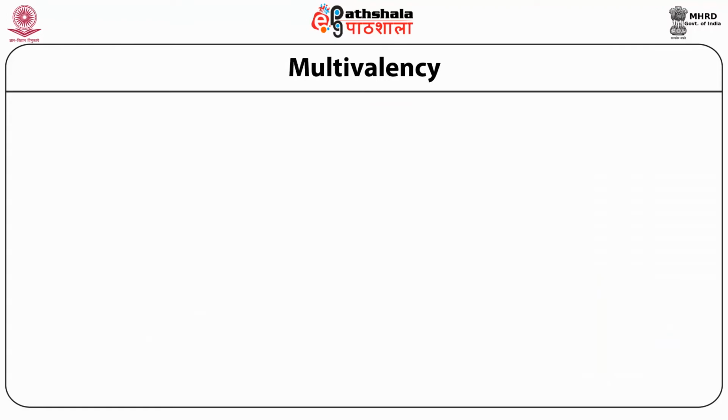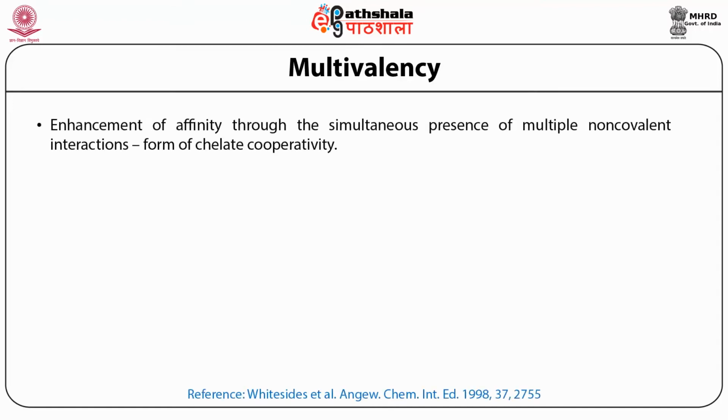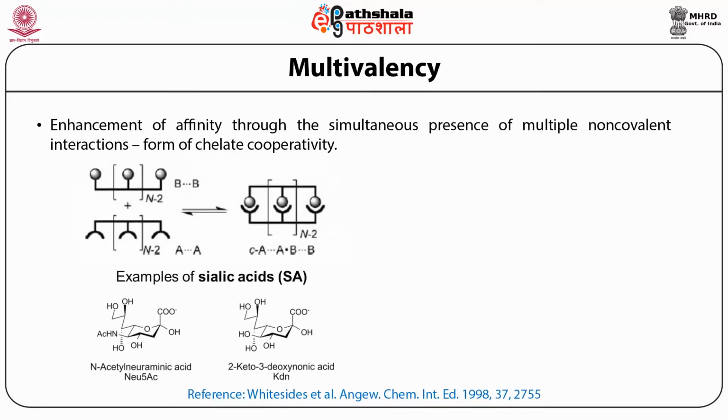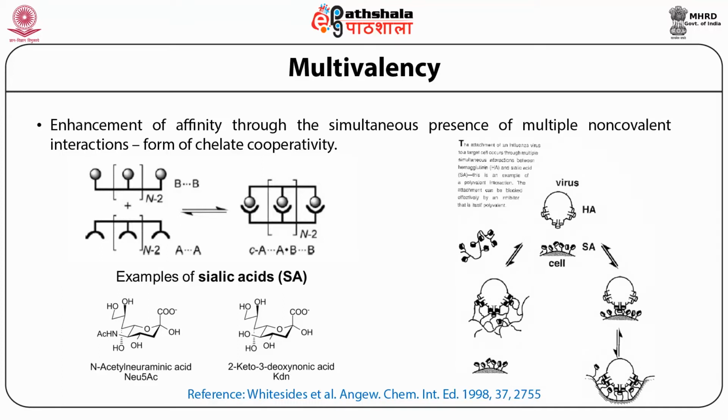One direct consequence of this chelate cooperativity is multivalency, which is nothing but the enhancement of the affinity through the simultaneous presence of multiple non-covalent interactions. In this case, this system has multiple receptors and ligands in the same system, and they can cooperatively form a non-covalent structure. This is what we see when we look into the example of influenza virus, which is binding to the cell surface.